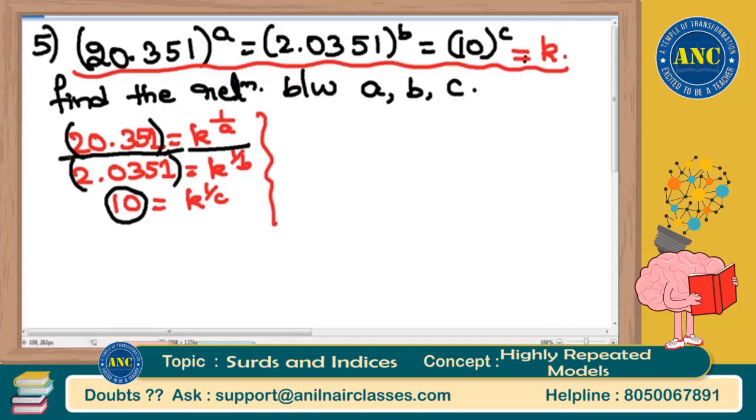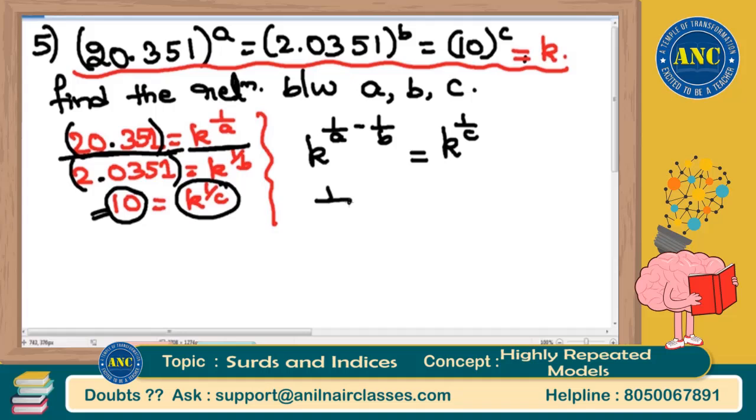The division, or the quotient, of these two values is nothing but my third value 10. Similarly, division on the right hand side is k power 1 by a divided by k power 1 by b, which is k power 1 by a minus 1 by b. The right hand side of this value is k power 1 by c. So you need to get a, b and c in terms of a relationship between them: 1 by a minus 1 by b is equal to 1 by c.